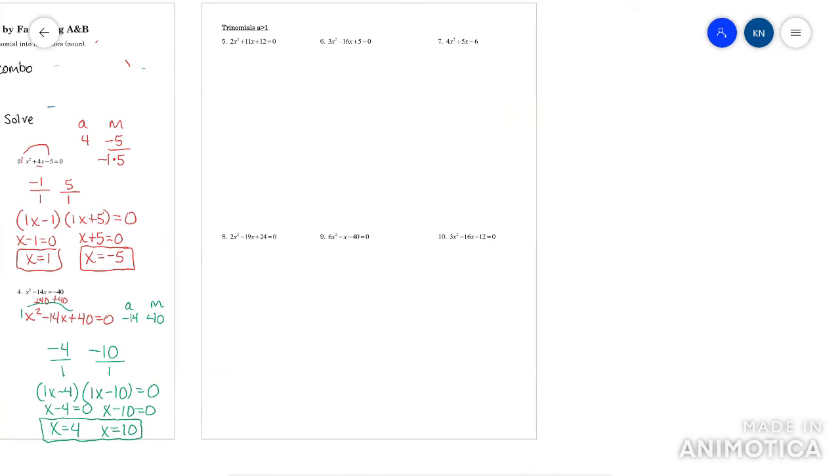Let's look at this page. This first one already equals 0, so all I have to do is rainbow and multiply. 2 times 12 is 24. And they have to add up to be the middle number, so 11. The combo of numbers that's going to accomplish this is 3 and 8. Put them over your a value, which was 2.